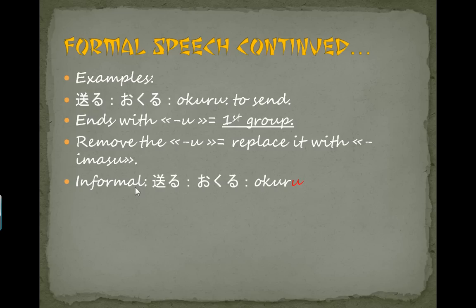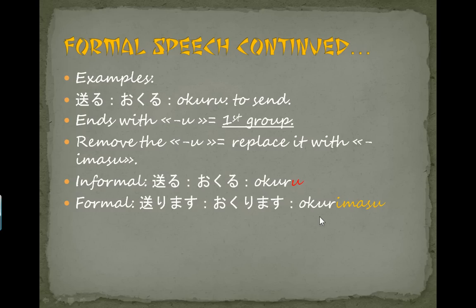So let's look at the informal. This is the informal form, the dictionary form. So okuru, you remove the u over there and you replace it with imasu. So the final result is okurimasu. So the informal form is okuru and the formal form is okurimasu.